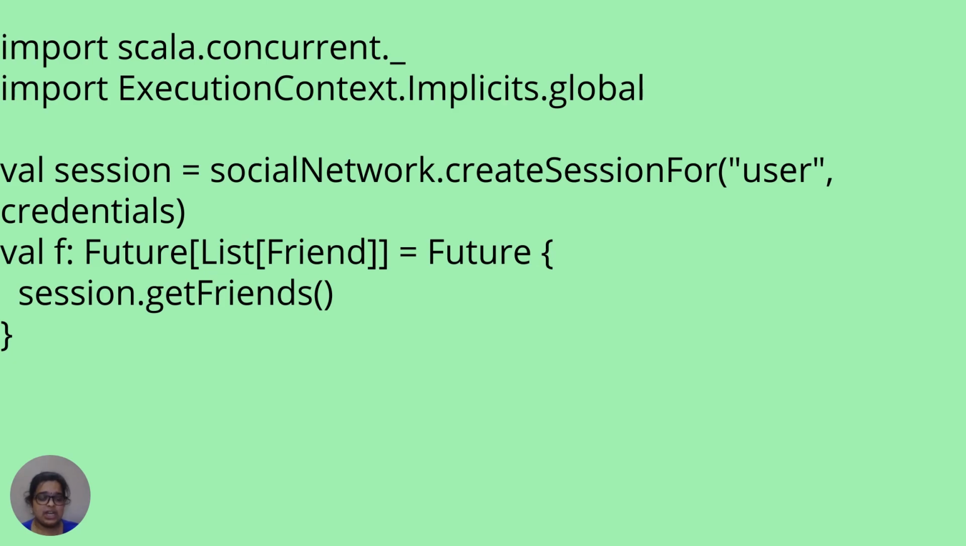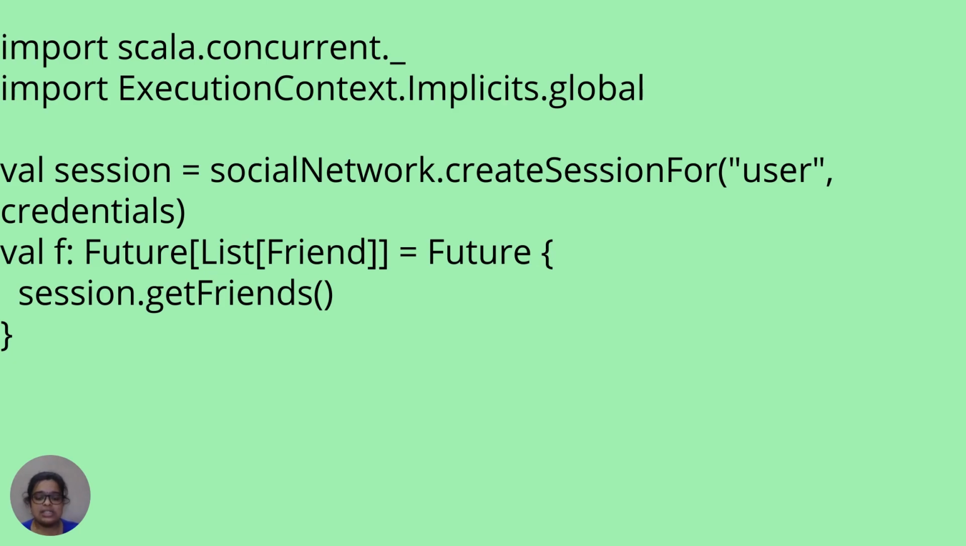We then initialize a session variable which we will use to send requests to the server using a hypothetical createSessionFor method. To obtain the list of friends of a user, a request has to be sent over a network, which can take a long time. This is illustrated with the call to the method getFriends that returns a list of friends.